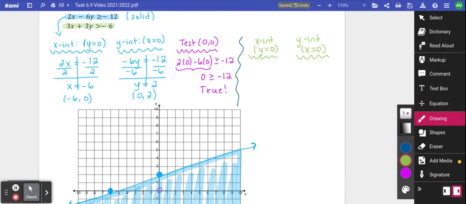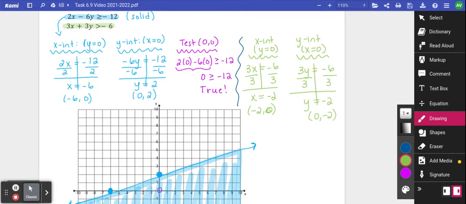So if I find the x-intercept, I'm going to ignore the y. So I'm going to have 3x equals negative 6. If I divide by 3, I get x equals negative 2. And that's going to give me the point negative 2, comma 0. If I'm finding the y-intercept, I'm going to ignore the part of the equation that has the x. So I'm going to have 3y equals negative 6. I'm going to go ahead and divide by 3 on both sides, and I'm going to get y equals negative 2 again, but this time it's the point 0, comma negative 2.